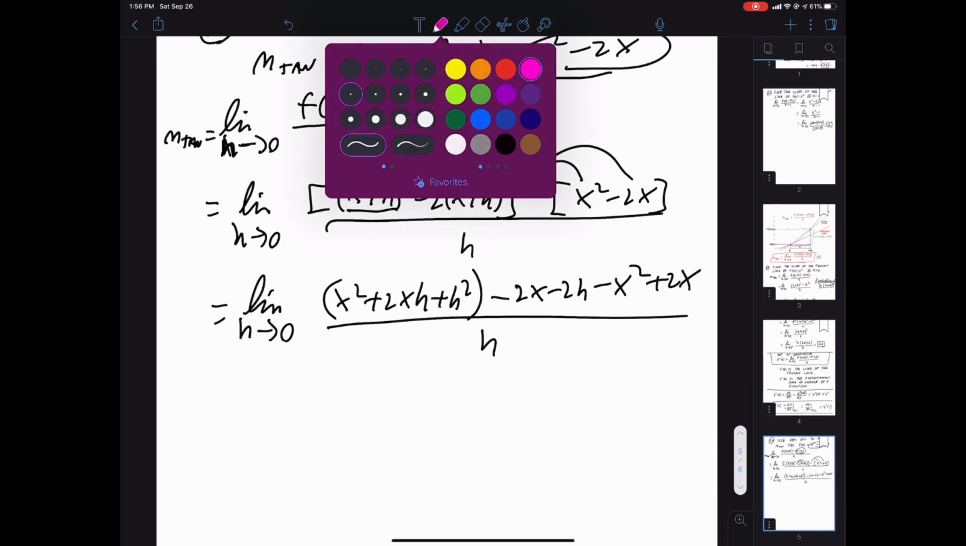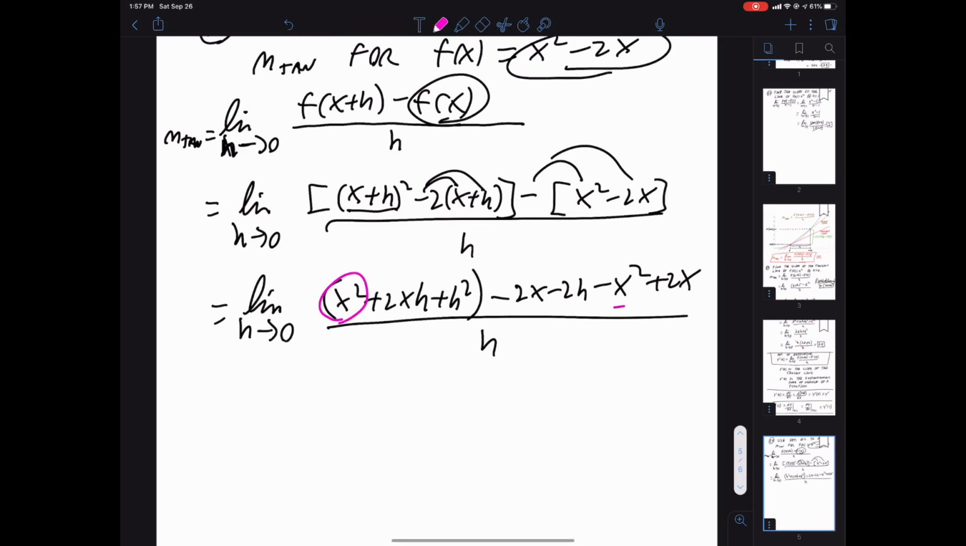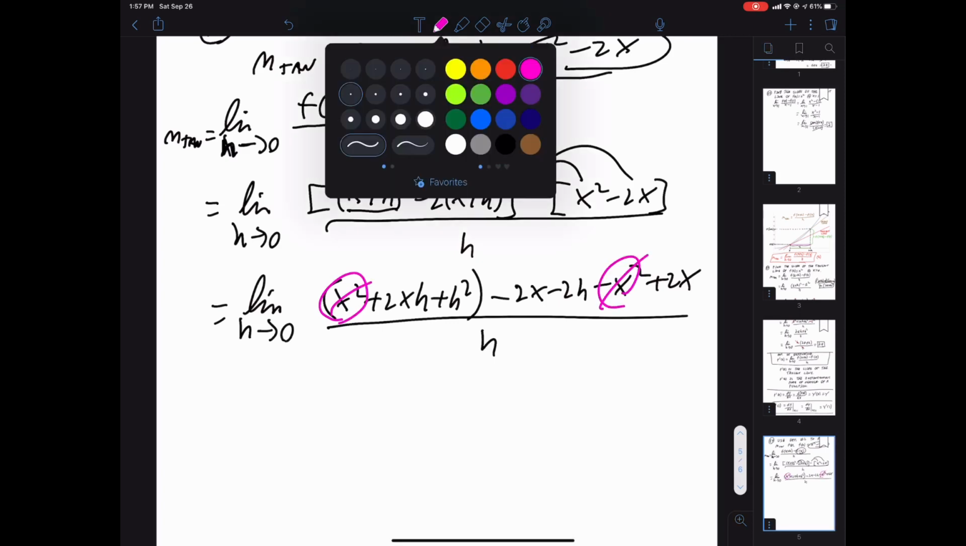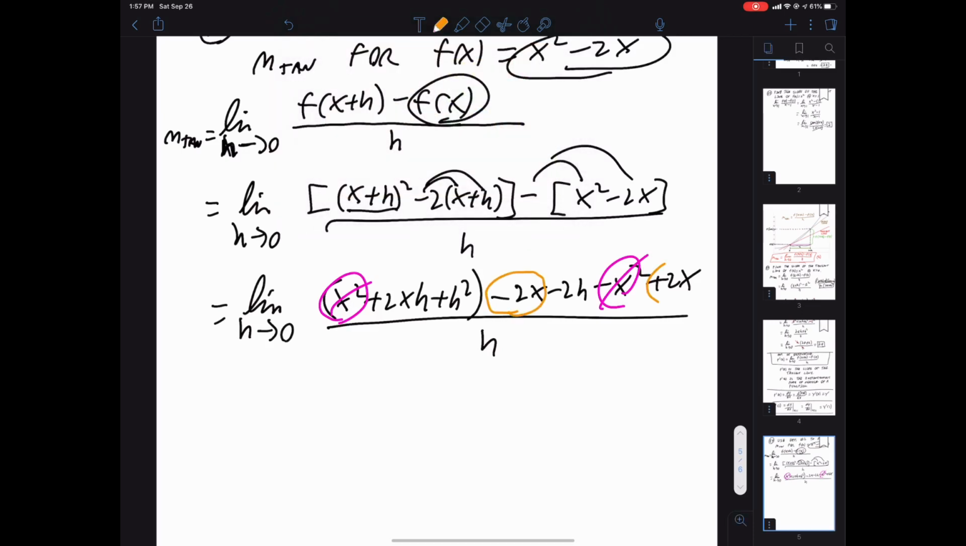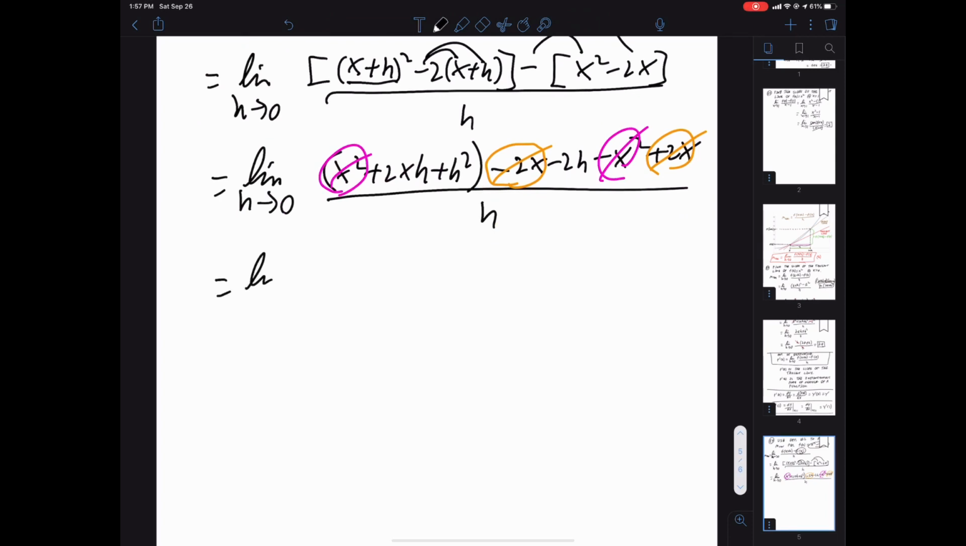Nice things happen again. Do you see the x squared and the minus x squared? Bam. Do you see the minus 2x and the plus 2x? Nice. Bam. Beautiful things happen when we do this right. And then we write what's left. So on top, we're going to be left with 2xh plus h squared minus 2h. And on the bottom, we have an h.